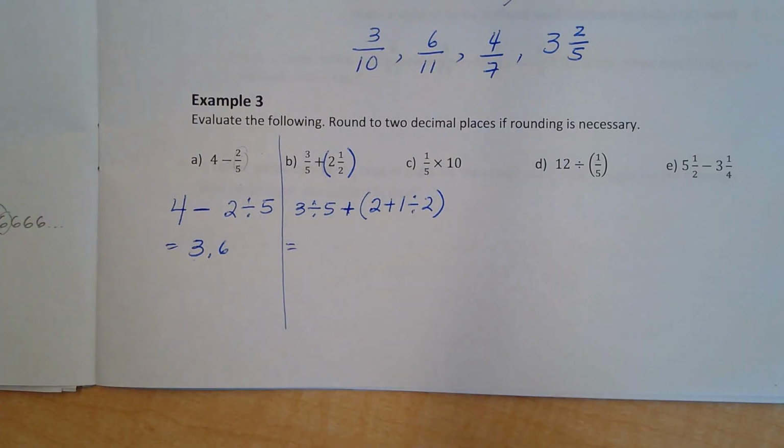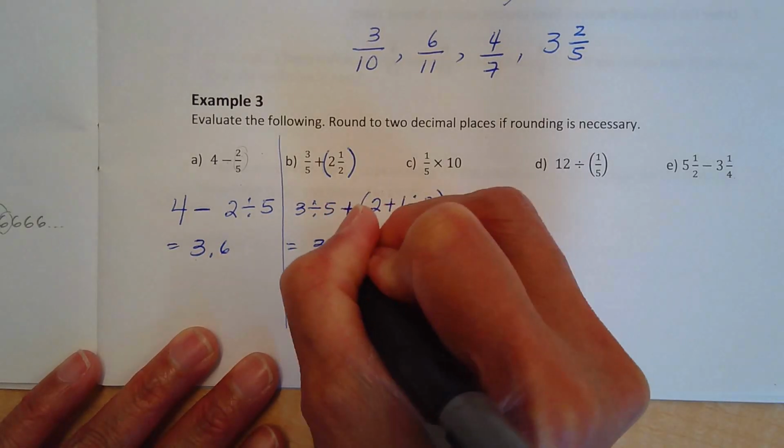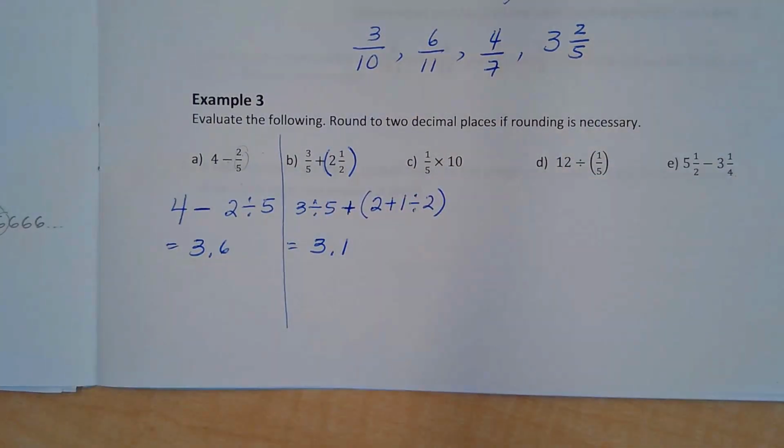What did you get for that one? 3.1. Did everybody get 3.1? Raise up your hand if you didn't get 3.1. If you're having an issue with your calculator, just raise up your hand and I'll get to you.